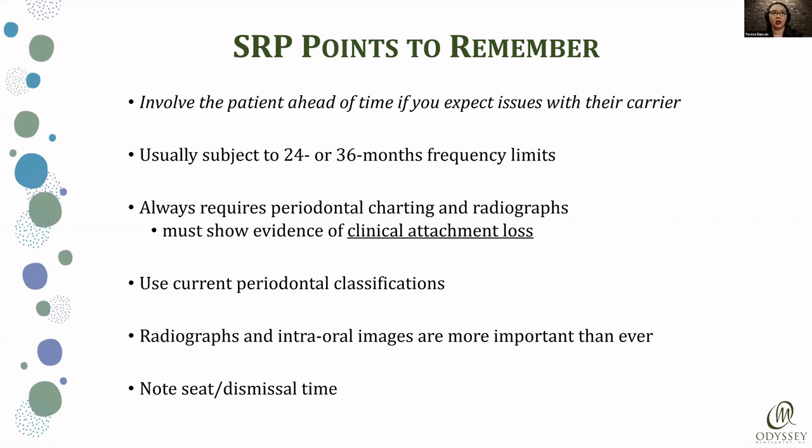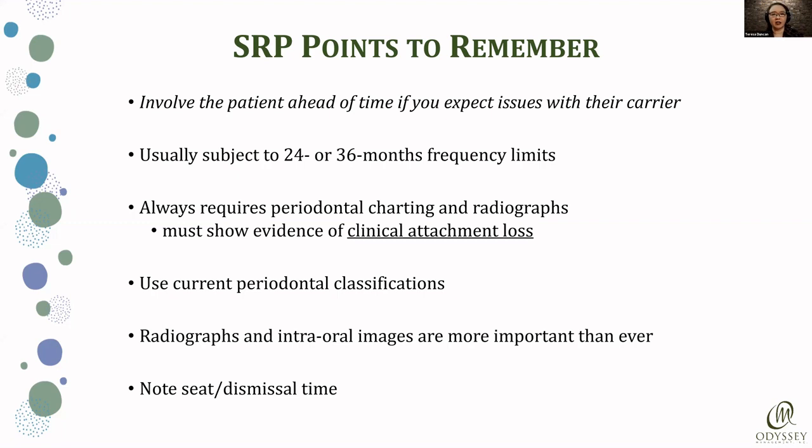Typically, benefits for scaling and root planing are subjected to 24 or 36-month frequency limitations. Seems fair to me, right? And actually, all this information that I'm going to give you about the different clauses that are attached typically can be found in the patient's benefits booklet. When you call to get benefits verification, a lot of times these little clauses are put in these printouts that you'll get. So your insurance coordinator is going to learn a lot if they're consistently reading this information.